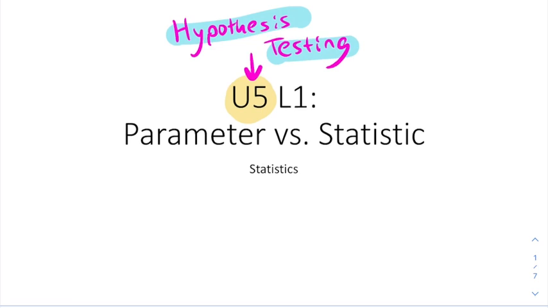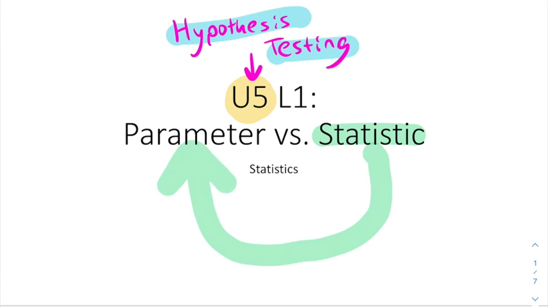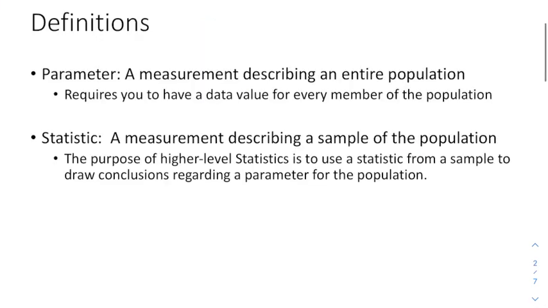One of the core concepts of the subject of statistics is to use what's called a statistic to make claims and predictions about the concept of a parameter. So I thought it was important to spend a lesson understanding what a statistic and what a parameter are. A parameter is a measurement describing an entire population. The easiest way to remember this is P and P. A parameter describes a population.